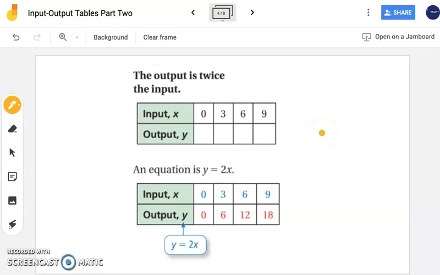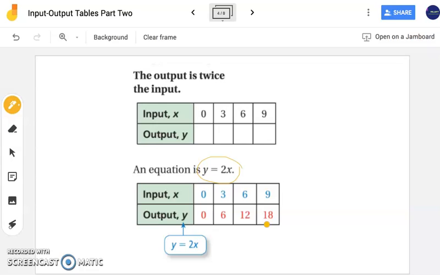In this next problem here, the output is twice the input. That's giving me an equation of y equals 2x, or y equals 2 times x. Now notice my x value here is 0. 2 times 0 is 0. 3 times 2 is 6. 6 times 2 is 12. 9 times 2 is 18.